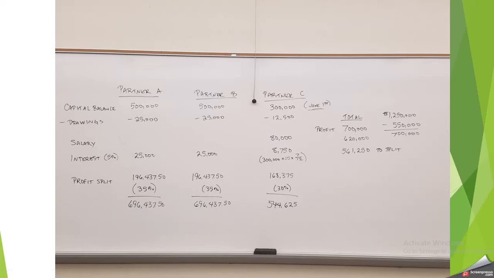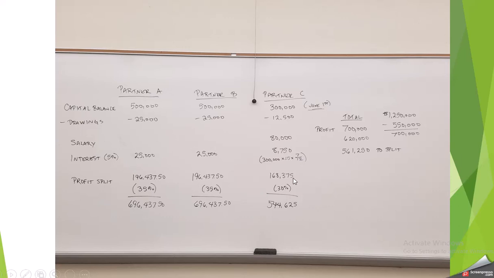And then we come down and we calculate our interest. It tells us that there's interest of 5% on their capital balances. So you take 5% times the 500,000, and that's where this 25,000 comes in. Now, since partner C was not there for the whole year, she only gets interest for the time that she was there. So she contributed 300,000 on June 1st. So she'll get 5% for 7 months, so 7 out of 12. So that is the 8,750.